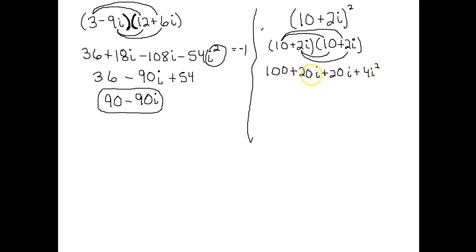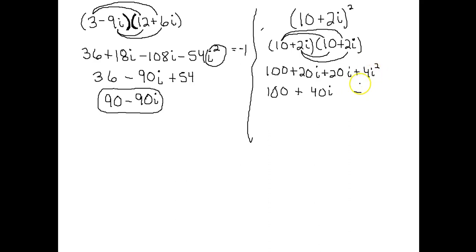Well, you technically do have a perfect square trinomial here. 10 squared is 100. 10 times 2i is 20i. Double, it's going to give you plus 40i here in the middle. And 2i times 2i, or 2i squared, is 4i squared. So you do end up technically with the perfect square trinomial. But this one, we can simplify some more.